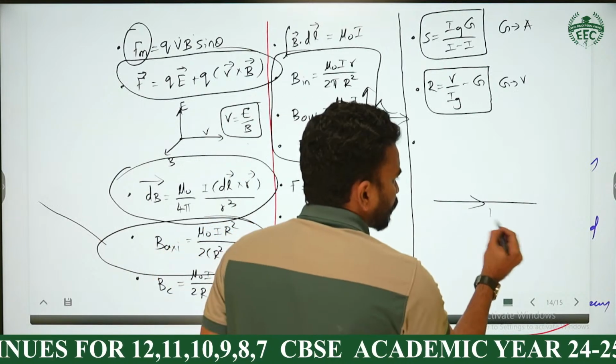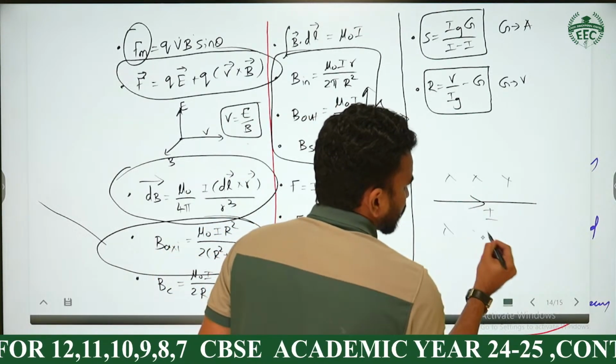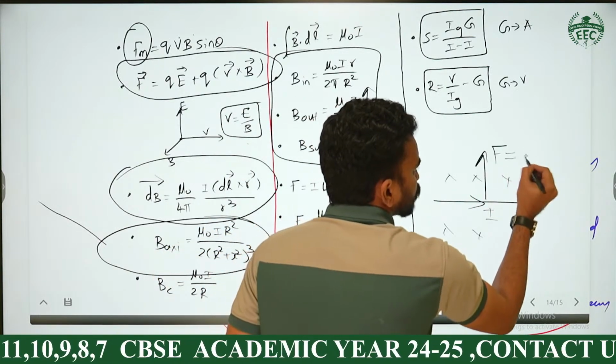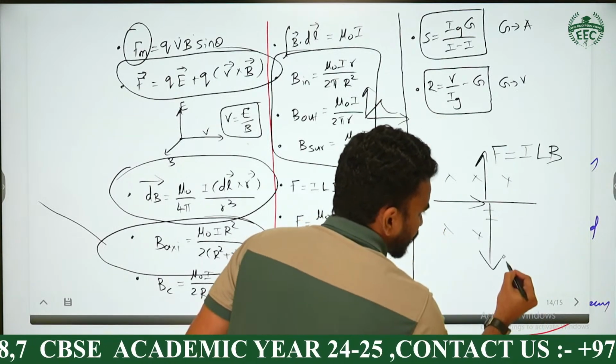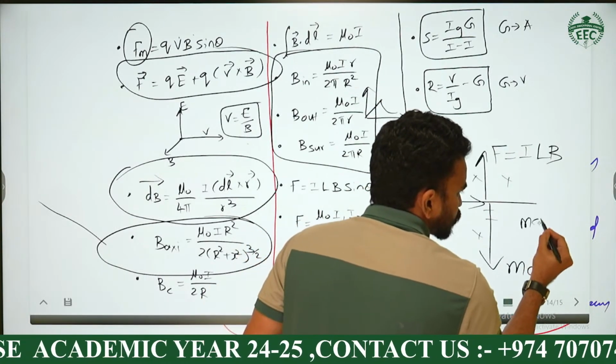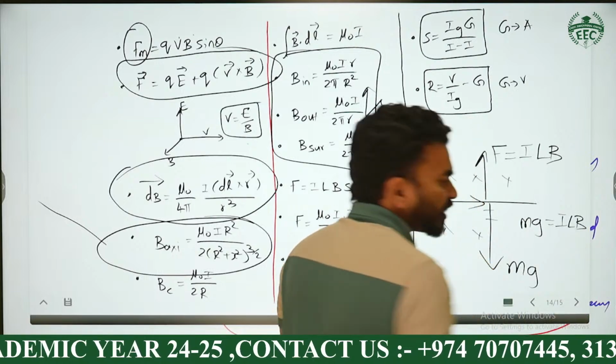That means you need to provide a magnetic field like this. Then the magnetic force will haul it upward. That force is what we call the ILB. So it can balance the weight. Then mg is equal to ILB. So this kind of question is a very important pattern.